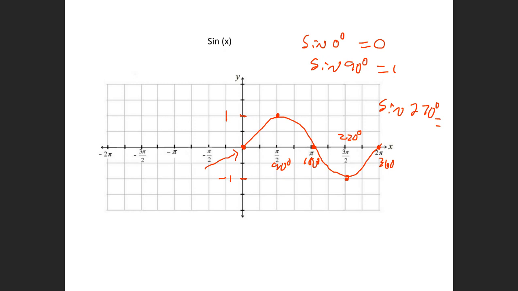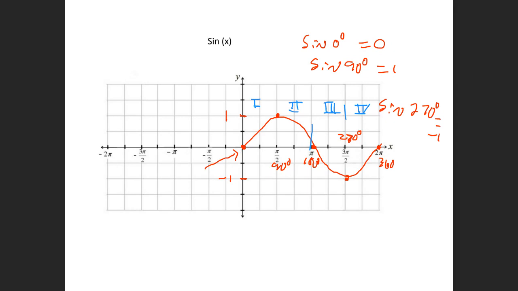This is 270 right here, -1, right? So being able to memorize this graph, you know what 4 or 5 trig values are. You know what 0 is, 90 degrees, 180 degrees, 270, 360. You also know this, if you put a line right here, 180 degrees, this is quadrant 1, this is quadrant 2, this is quadrant 3, and this is quadrant 4.